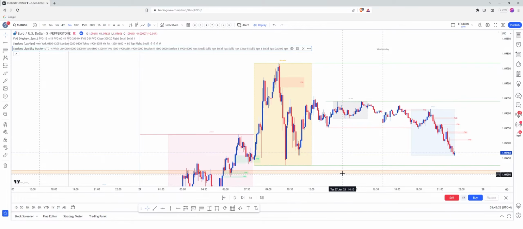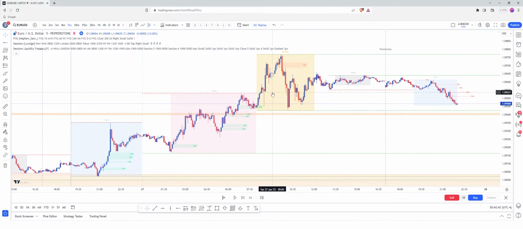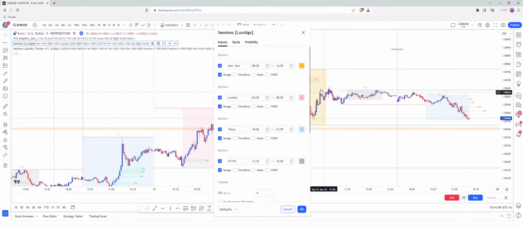The next indicator that I use is sessions by Lux Algo. This indicates my timing windows when I'm actually going to be taking trades. So that's London is highlighted in pink and New York in the orange color. The timings and the settings for this, New York is 8 AM till 12. We've got 12:05 just for a little overrun so that the chart actually ends at 12. London is 2 AM until 8 AM. So essentially we have a continuous trading window of 2 AM through to noon New York time.